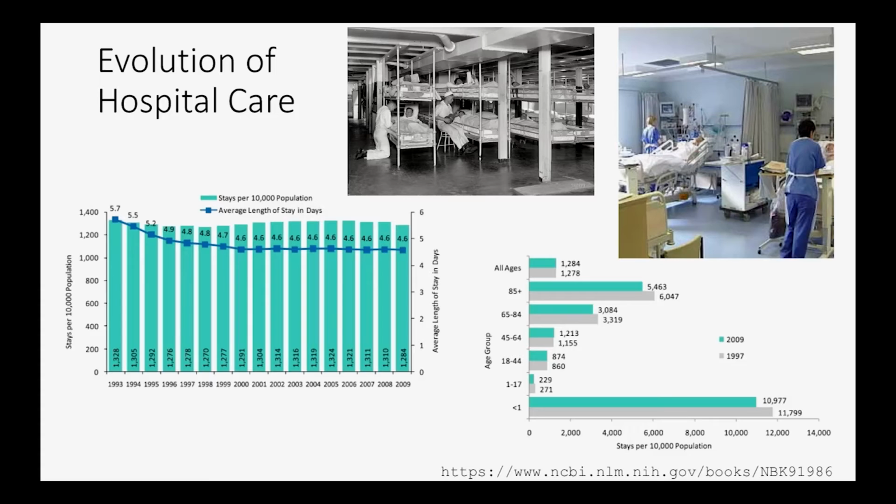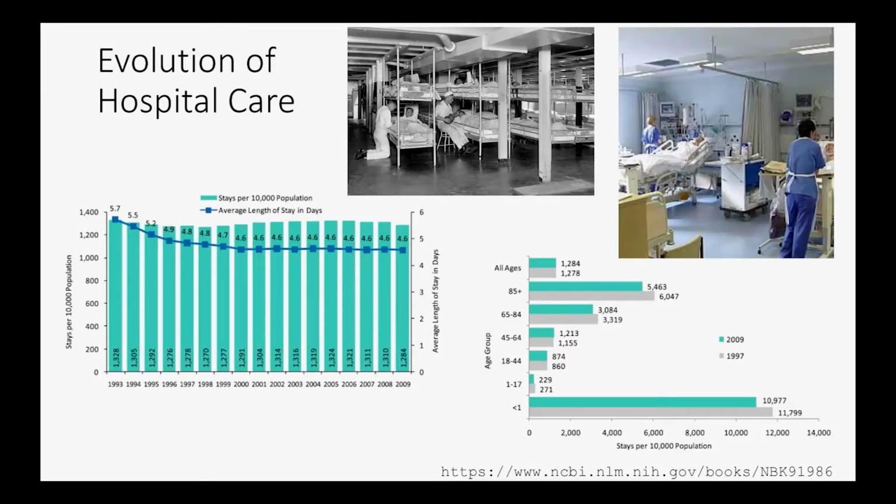Another major change is that hospitals have moved away from a place where only the most sick are admitted, and they're admitted for a prolonged period of time, to a place where the focus is on rapid diagnosis, treatment, and moving out of the hospital. The graph in the lower left shows a nearly 25% decrease in hospital length of stay over the 15-year period.